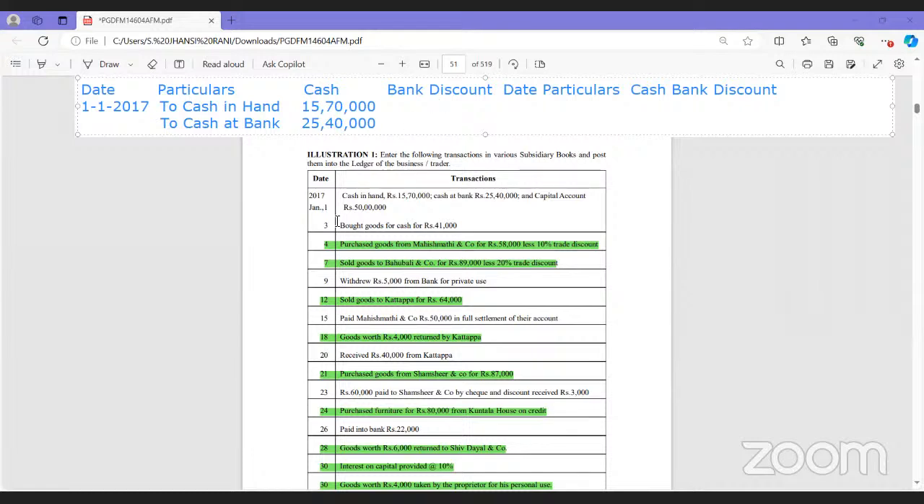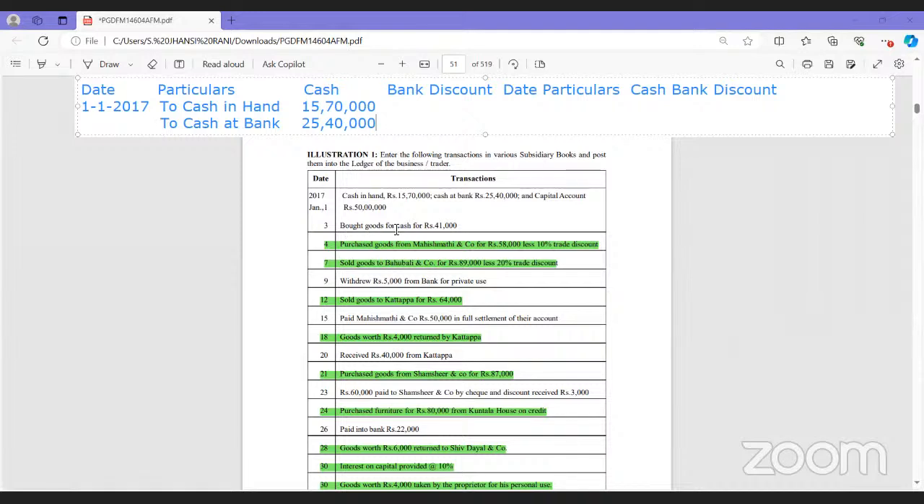Next, what are we doing next? We are purchasing goods. How are we purchasing? For cash. Whenever we are preparing a cash book, you have to remember to see whether it is a cash transaction or not. If it is a cash transaction, we have to differentiate whether it is a cash receipt or cash payment. Cash is coming into the business or cash is going out of the business. We have to see that.